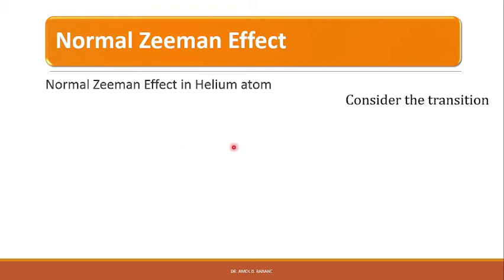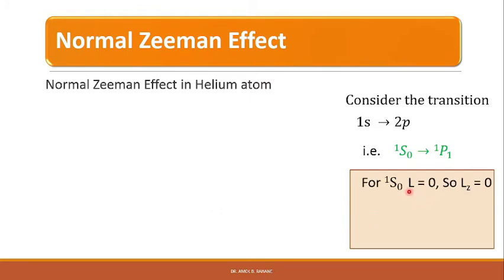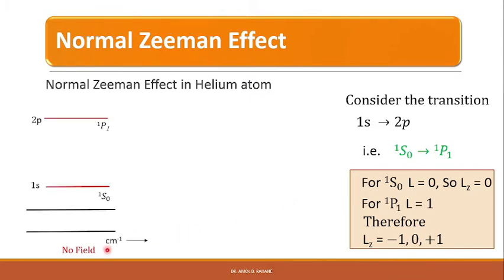Here, if we consider the transition 1s to 2p, that means 1S0 to 1P1 transition. In that case, for 1S0, L is equal to 0, so Lz is equal to 0, and therefore we get a single energy level. For 1P1, L is equal to 1, and therefore Lz values are -1, 0 and +1, and therefore we get 3 different energy levels. So in the absence of an external magnetic field, this 1s to 2p transition is very simple, and we get a single spectral line.